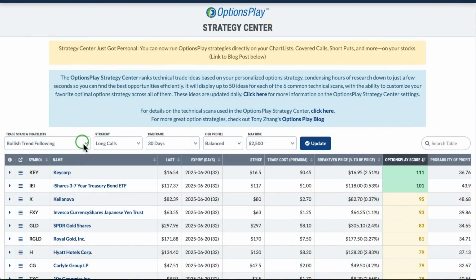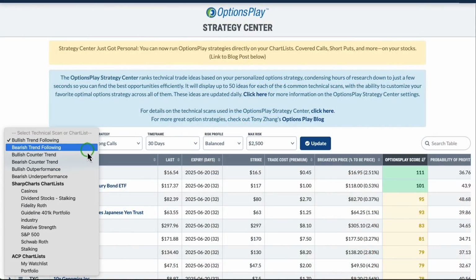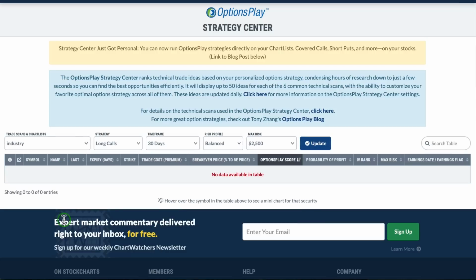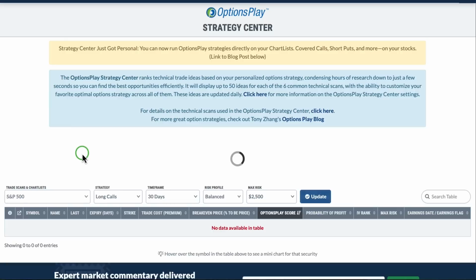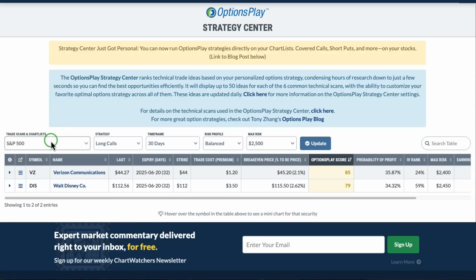Okay, and then what's really cool is now we have, like you were saying a minute ago, in addition to these 6 pre-created lists, we have all of your chart lists. So if you have your own scan, or if you have any other kind of way to create a list of stocks you're interested in, you can plug that list into the strategy center here and get the skinny on the options possibilities. That's exactly right. This is by far the number one requested feature when we had this launch, and it was only the 6 scans that we had in there.